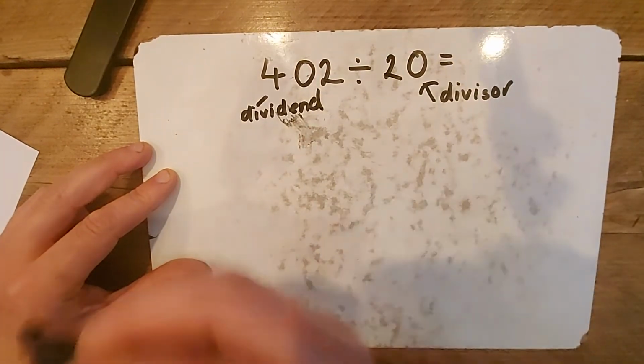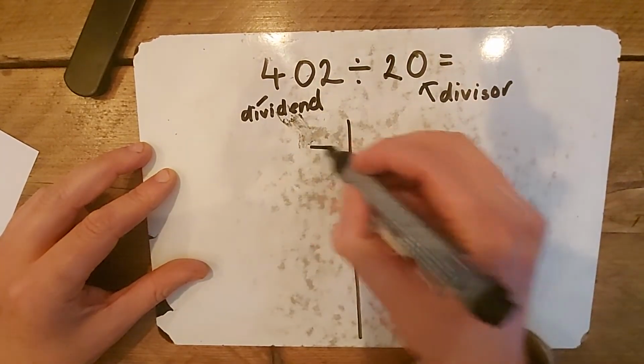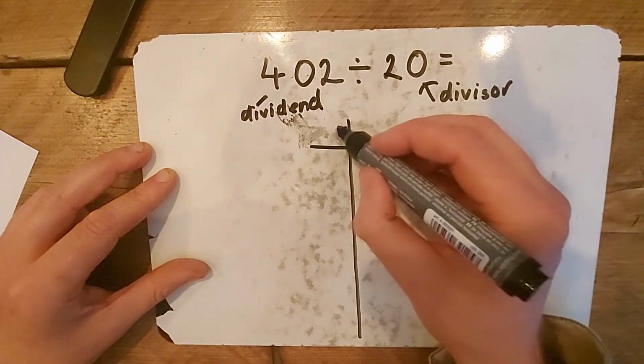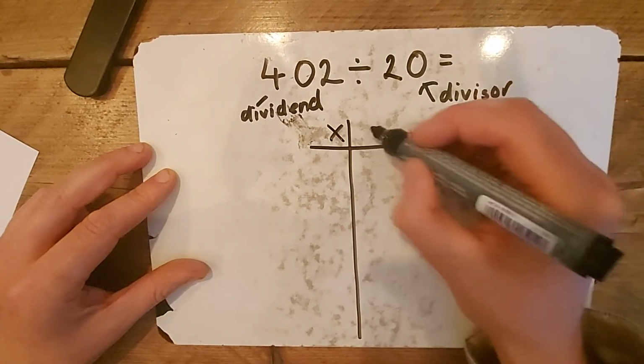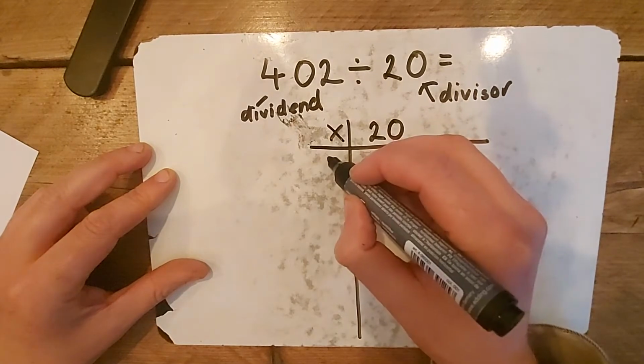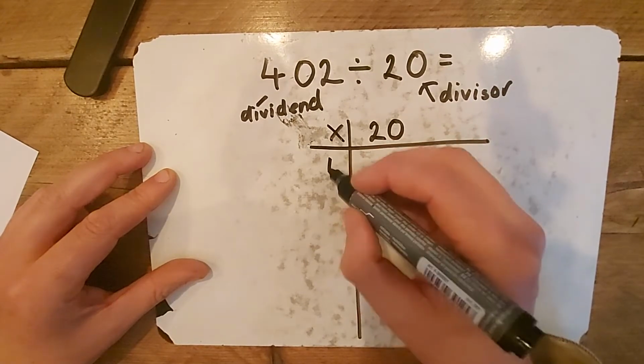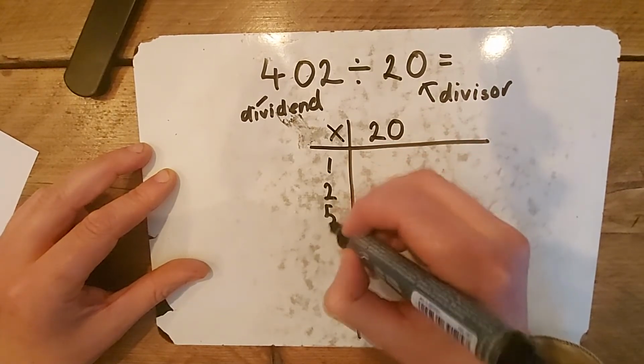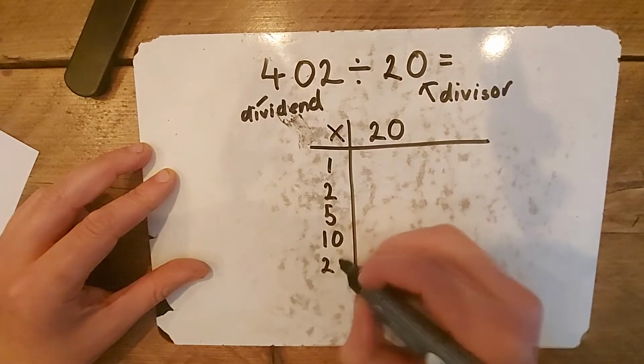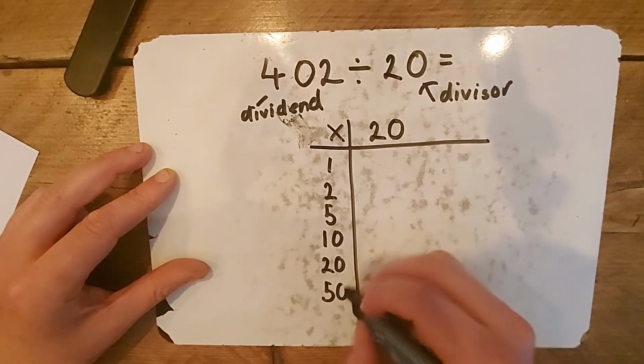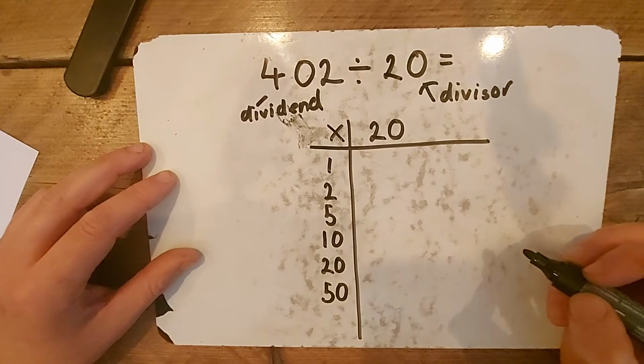Okay, first step, we draw our grid. This should be like second nature to you now. We write in our symbol, we write in the divisor, we write in our coin facts, which are 1, 2, 5, 10, 20, 50. Okay, there are our coin facts.